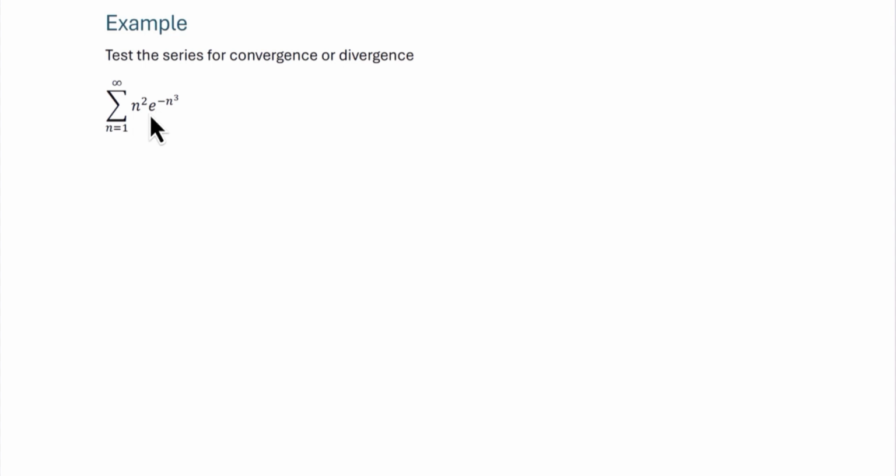Notice that the exponent on the e, if we take its derivative, it'll look something like n squared. So we might have some u substitution on our integration happening there. So let's think of our function as x squared e to the negative x cubed. And remember that in order to use the integral test, we need to know two things. We need to make sure that our function is continuous, and it is. We need to make sure it's positive, and it's also positive.